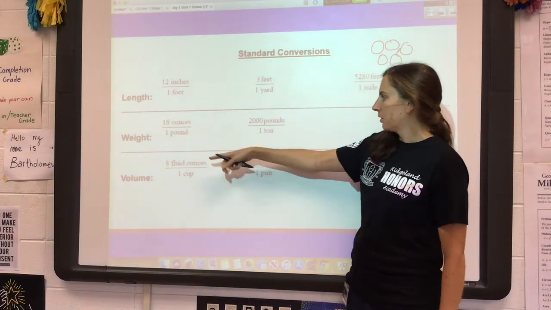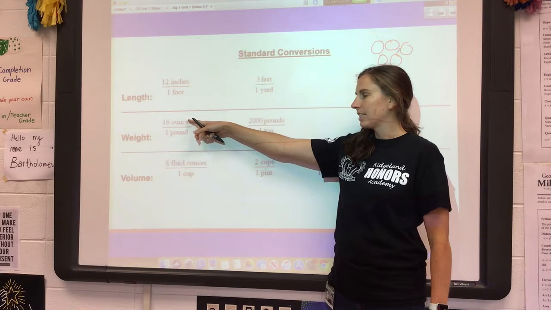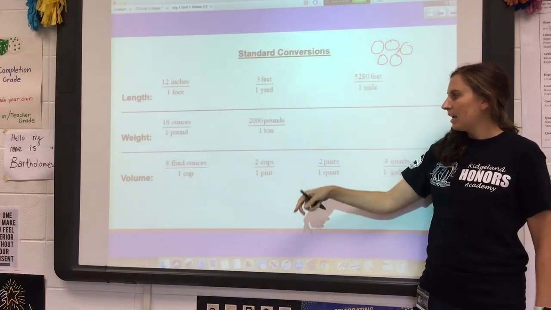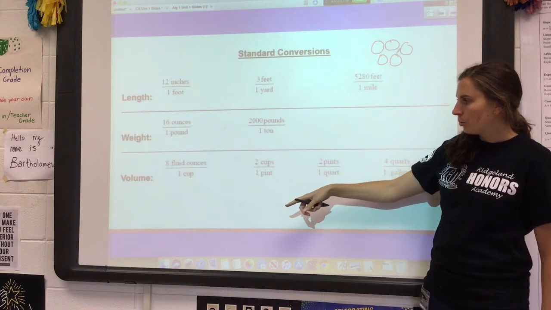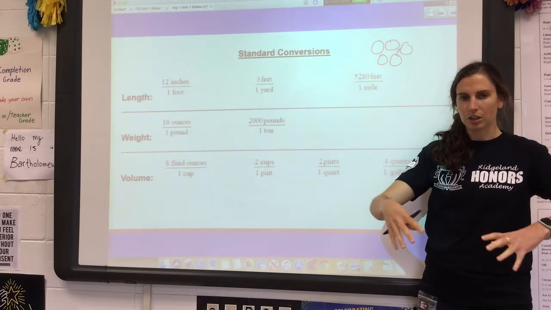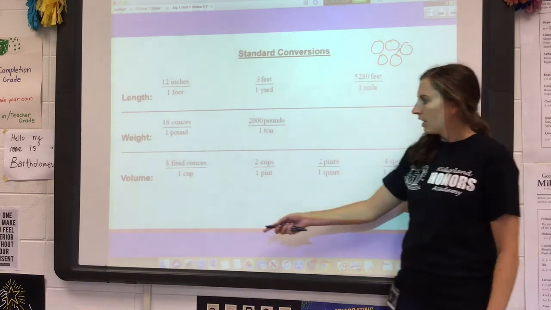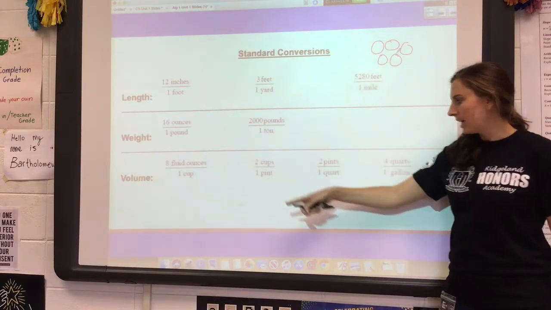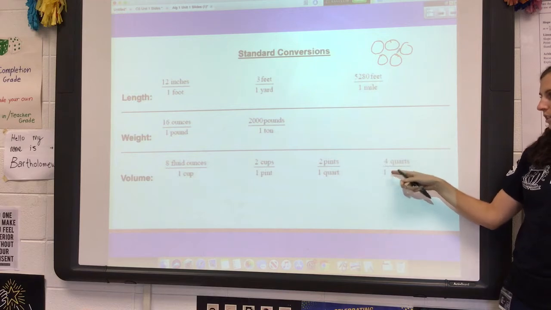For weight, we usually talk about pounds, and there are 16 ounces in a pound, 2,000 pounds in a ton. And for volume, which is how much something can hold, you've got 8 fluid ounces in a cup, 2 cups in a pint, 2 pints in a quart, 4 quarts in a gallon.